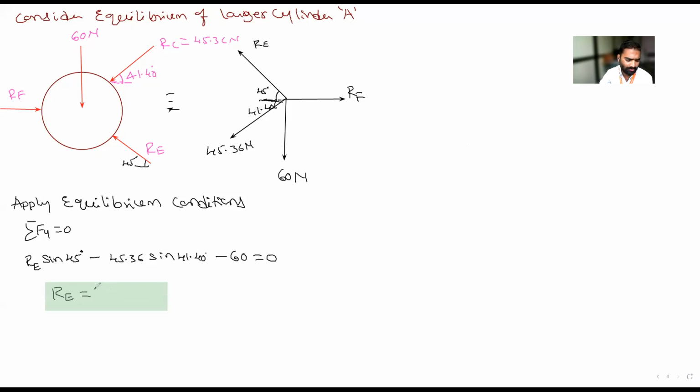$29.28. No. Check it. See here. 31.86. No. See, science is 60 plus this.